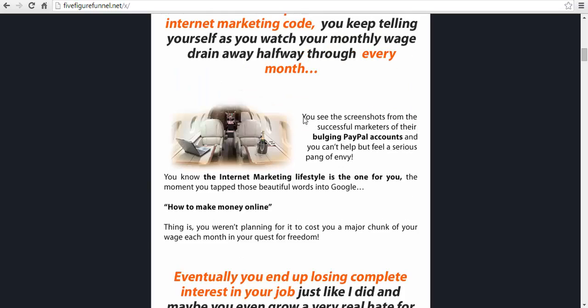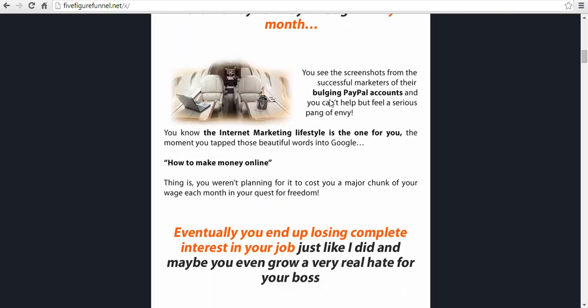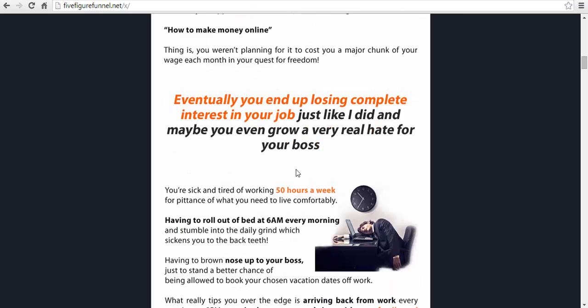So now I've got the smaller text is just covering what I've just covered in the subheadline, okay, but in more detail. So you see the screenshots from the successful marketers of their bulging PayPal accounts, and you can't help but feel a serious pang of envy. You know the internet marketing lifestyle is the one for you the moment you tapped those beautiful words into Google, how to make money online. This is all my story, but it's about them, you know, it's about my potential customer, my target market. So let's go through some of the subheadlines.